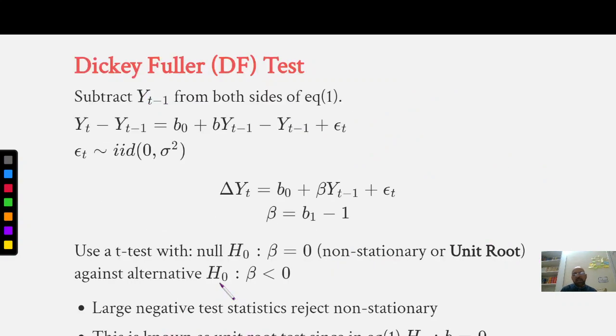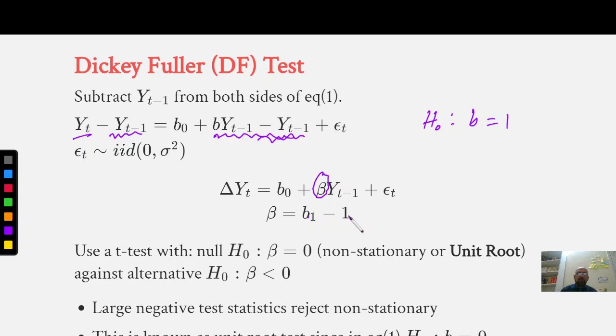Okay, to get correct statistics, and to do this, we have to take different critical values. We will come to know shortly. So what I'm going to do here is subtract Y(t-1) from both sides. So instead of testing H naught: b equal to 1, we are basically taking it as b minus 1 equal to 0. So (b minus 1) times Y(t-1) is equal to beta.